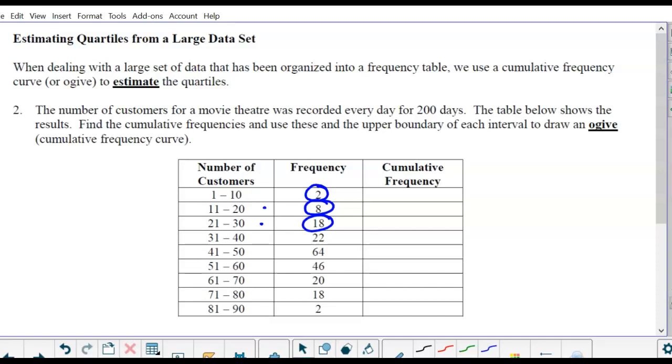And cumulative frequency. So that means starting from the lowest, obviously there was 2 in that interval. Then at the end of 20, so from 1 to 20 customers, there was a total of 10. From 1 to 30 customers, there was a total of 28. So basically you take the 2, add the 8, makes 10, add the 18, makes 28, add 22, makes 50. So you keep adding on. Cumulative, just like a cumulative exam. Same word. So, finish that part of the chart.